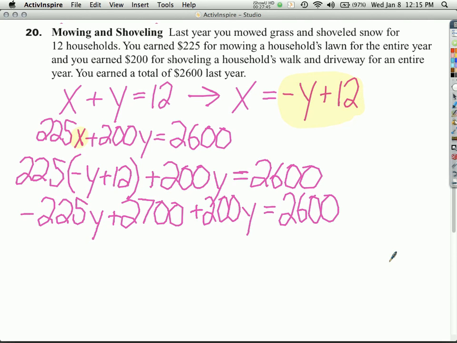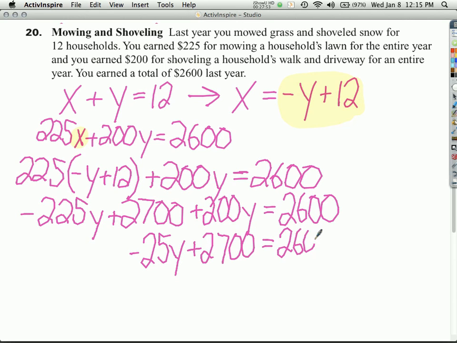From here, this one would be negative 25y plus 2700 equals 2600. And you should be able to tell that when we subtract 2700 from both sides, we're going to end up with negative 100 here. You found your mistake? I knew something seemed off.